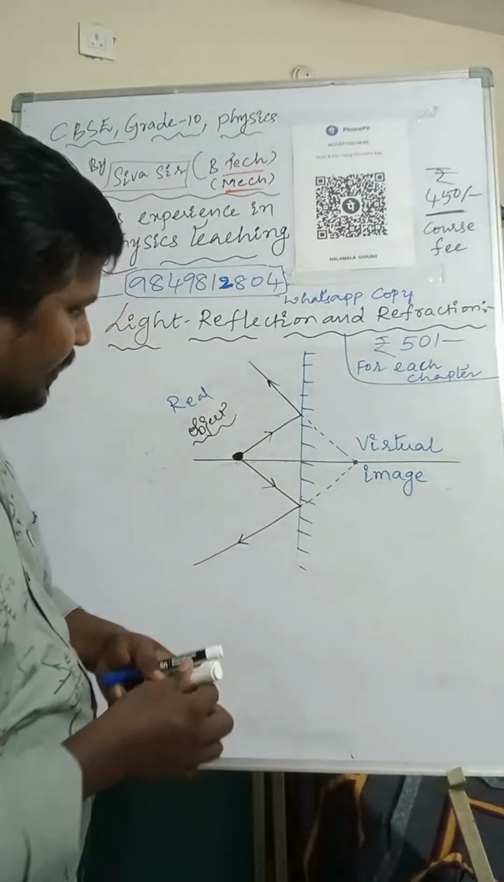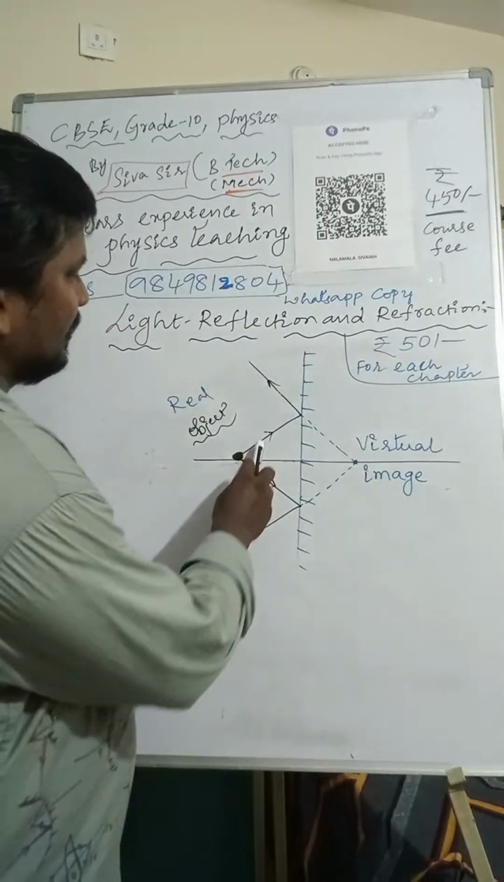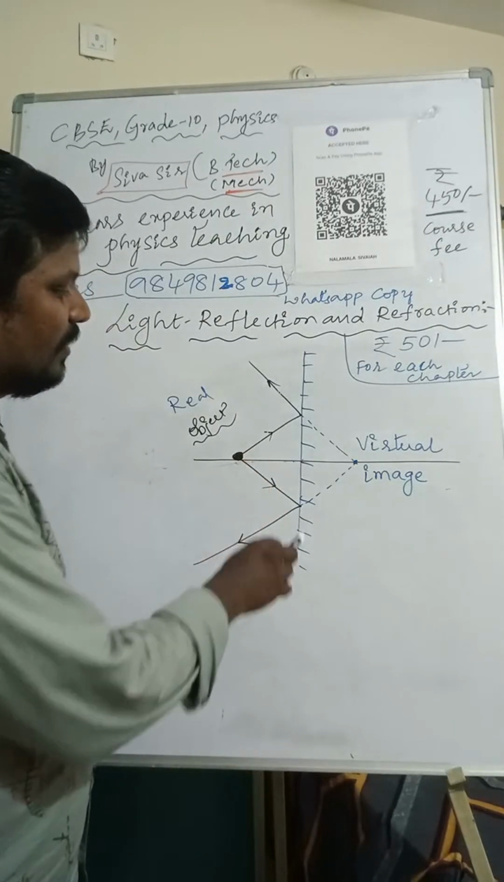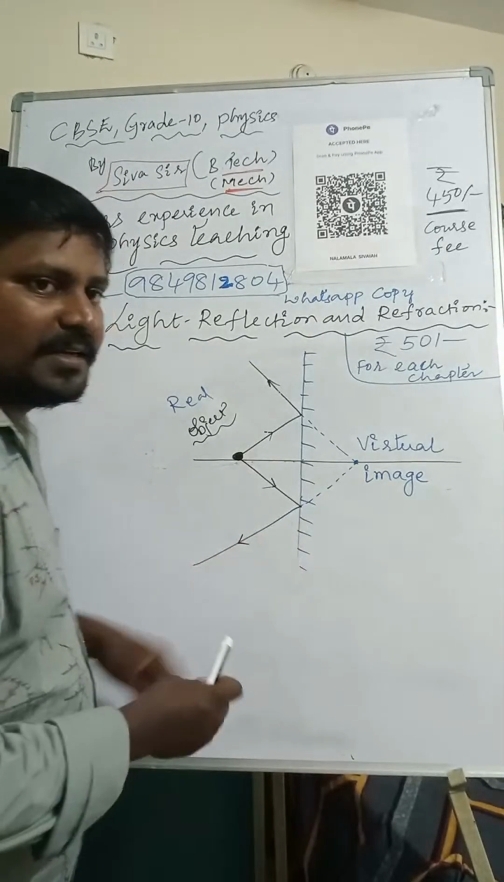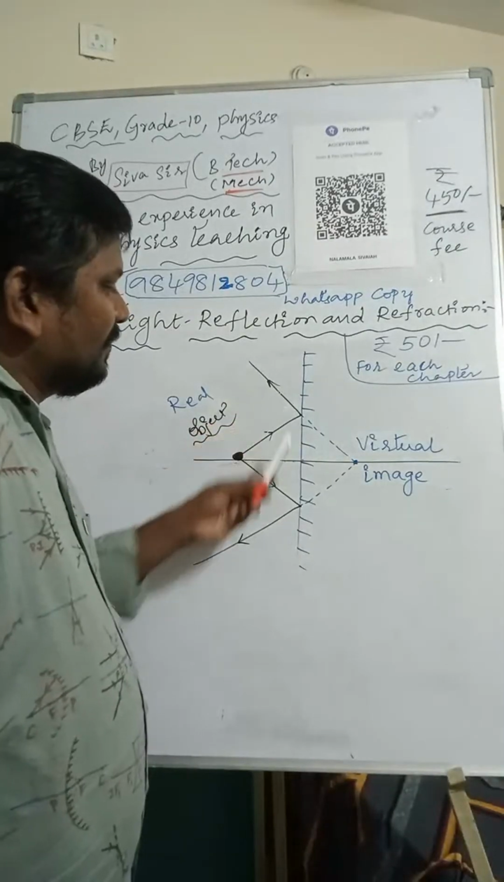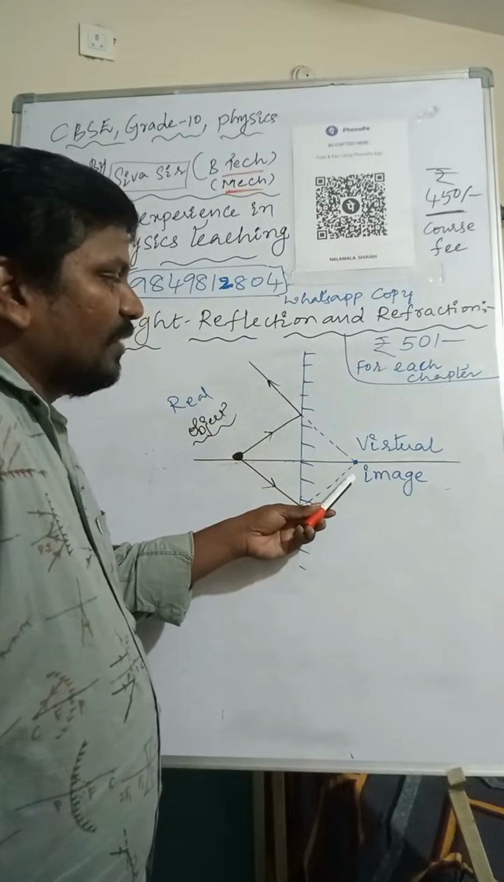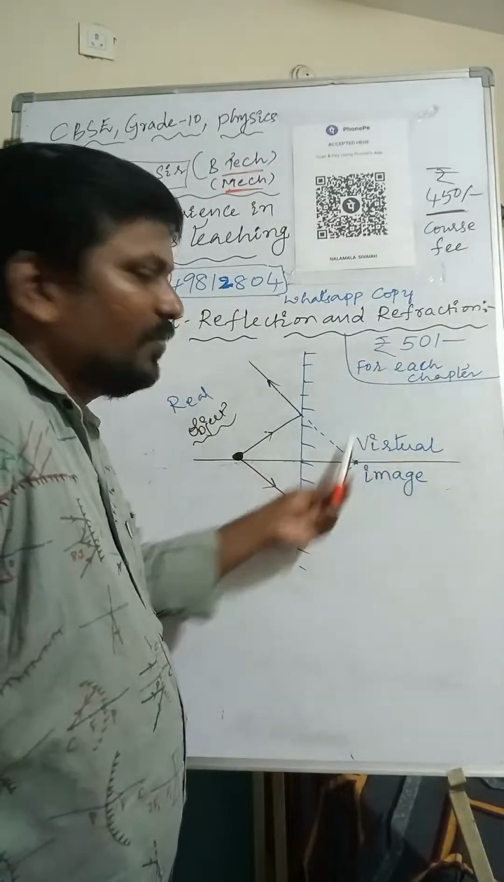Now you see here, these are the incident rays. Incident rays fall on the surface, then they are reflected back. If you extend these reflected light rays, they meet at one point. This type of image is called a virtual image.